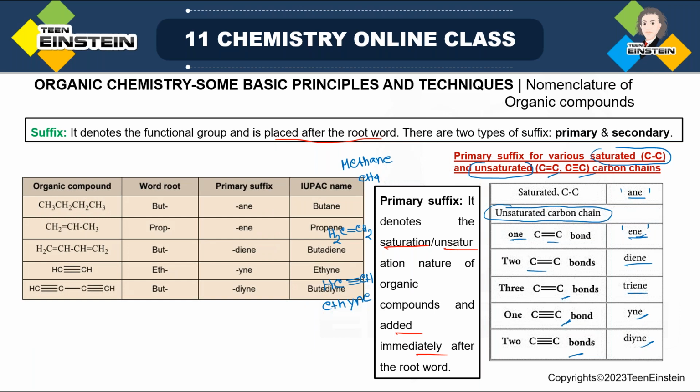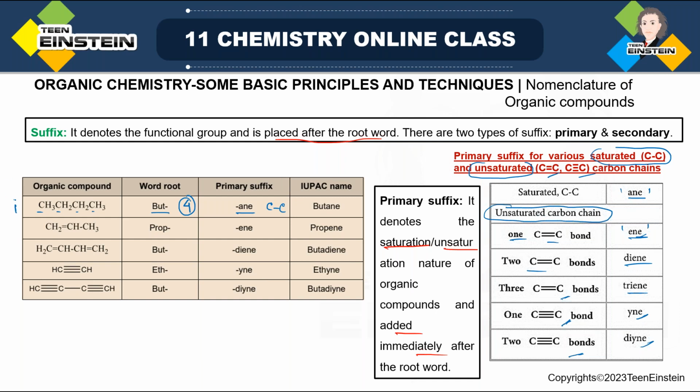Now some examples we are going to see here. In these examples, basically we will see how to use the root word or word root, along with how to attach the primary suffix. So see, in this molecule we have a total of 4 carbons. We do not have any double or triple bond. So the root word is but because we have a total of 4 carbon atoms, and the primary suffix is ANE because we have only CC single bonds. Just add these two terms. What you will get? You will get butane.